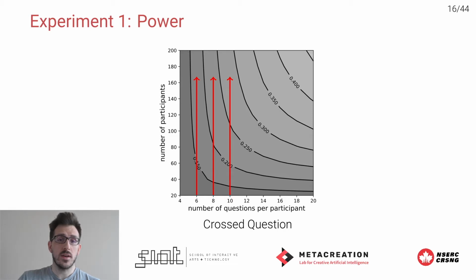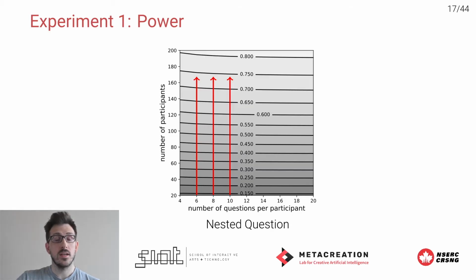This is mainly due to the fact that adding additional participants only increases the number of participants, not the number of questions, as each participant is exposed to the same set of questions in a cross design. In contrast, with a nested question design, we always see increases in power when a new participant is added. This is because adding a new participant also means the number of questions is being increased, as each participant is exposed to a unique set of questions in a nested design.